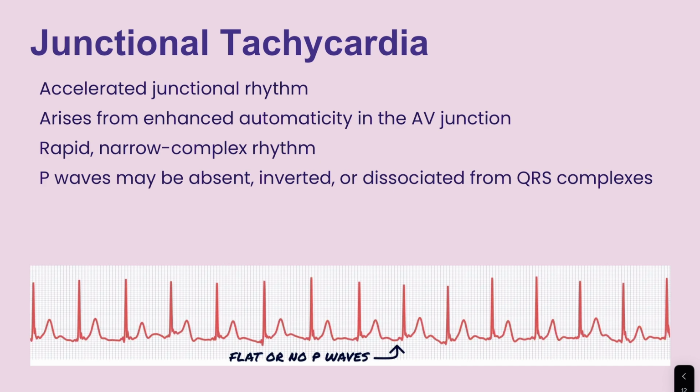And then we have junctional tachycardia. This is going to be an accelerated junctional rhythm. It's going to arise from enhanced automaticity in the AV junction. You've got, again, those rapid, narrow complex rhythms. P waves may be absent, they could be inverted, they could be dissociated from the QRS complexes. Here you've got this flatness to the P wave that you can visualize, or these little humps right before, like it was thinking about being a normal P wave, but it's too short to even call it such. So junctional tachycardia is one of our junctional rhythms or junctional variants.